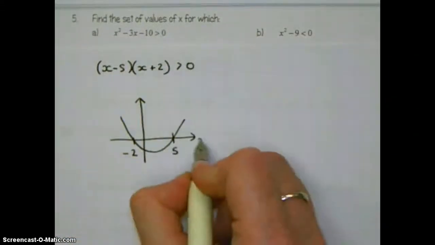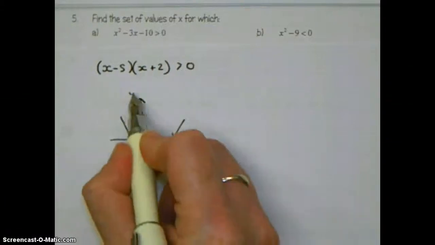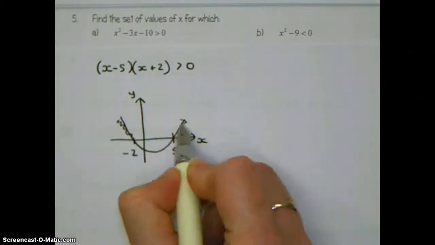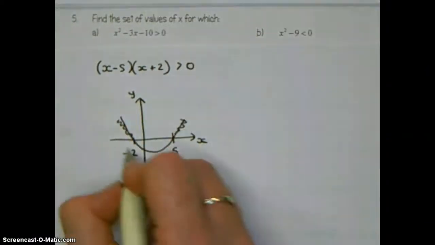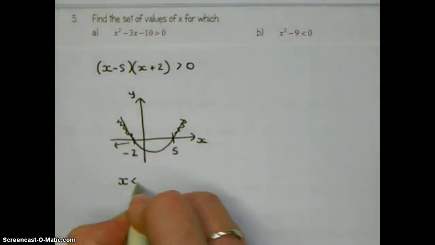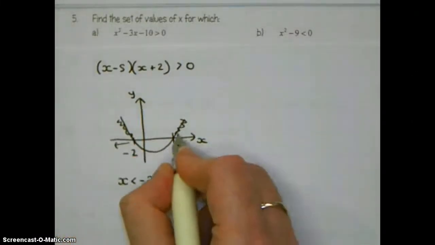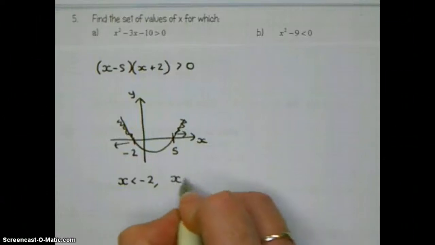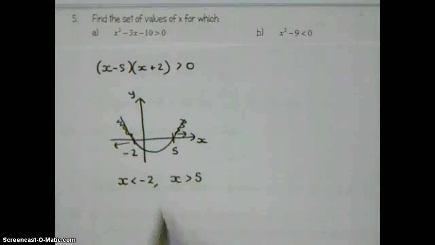So bigger than 0 means it's going to be above the x-axis. So above the x-axis is this bit and this bit. And the inequalities for those: this inequality is that x is less than minus 2. And the inequality from this bit up is that x is bigger than 5. So that's my answer. x less than minus 2 and x bigger than 5.